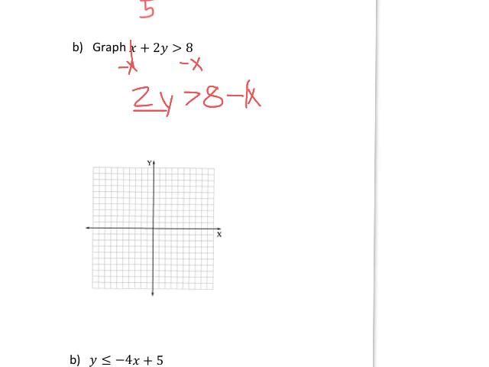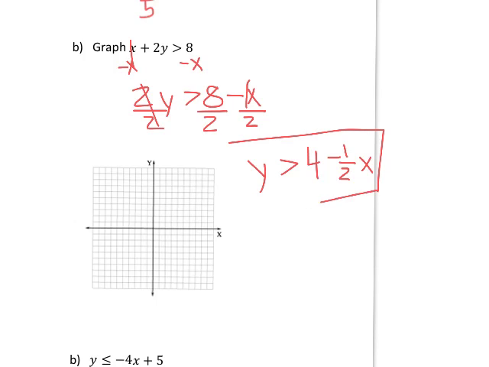Okay. So then when I divide by 2 on every piece, I can see a clear slope and a clear y-intercept. So I have y is greater than, remember I didn't divide by a negative, so no need to flip my sign. 8 divided by 2 is 4. Negative 1 divided by 2 does not divide nor does it reduce, so I leave it alone. And the x pops out beside it. So this is now in slope-intercept form.